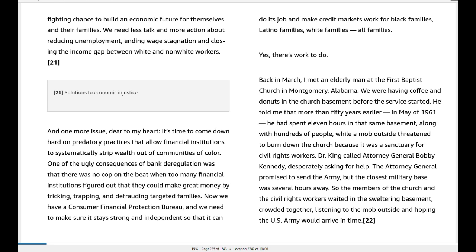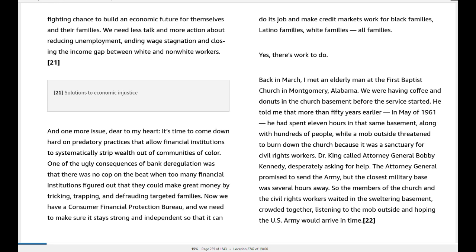It's time to come down hard on predatory practices that allow financial institutions to systematically strip wealth out of the communities of color. One of the ugly consequences of bank deregulation was that there was no cop on the beat when too many financial institutions figured out that they could make great money by tricking, trapping, and defrauding targeted families.